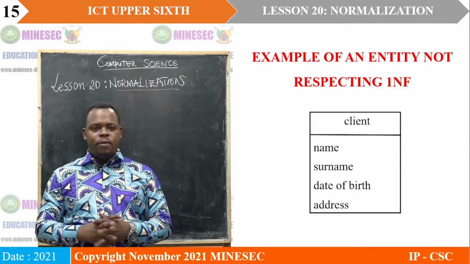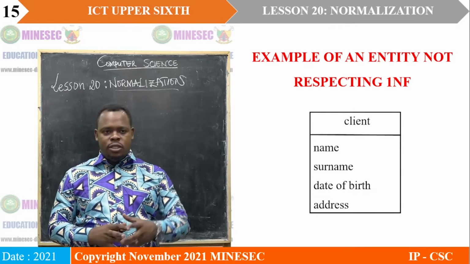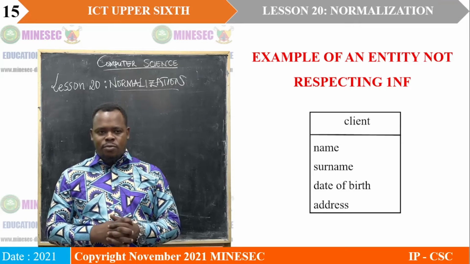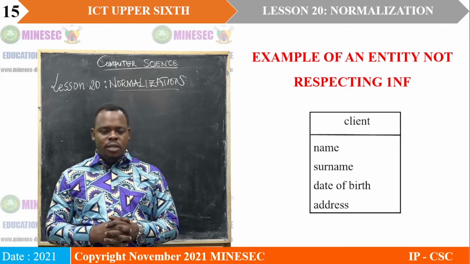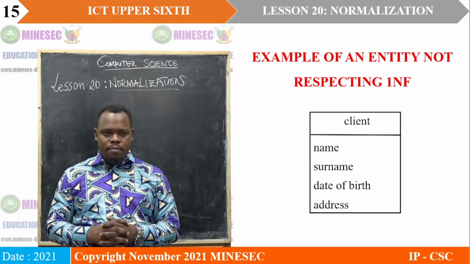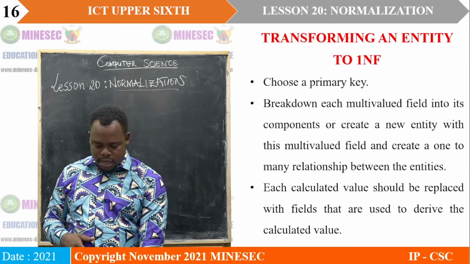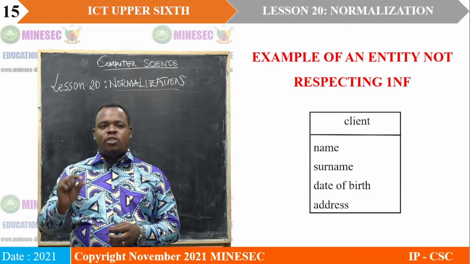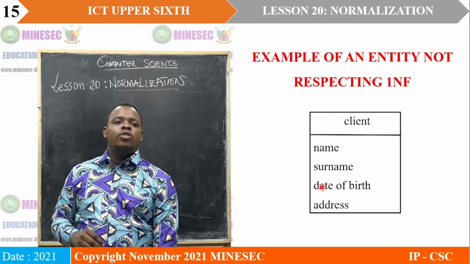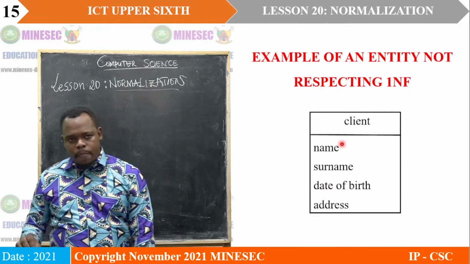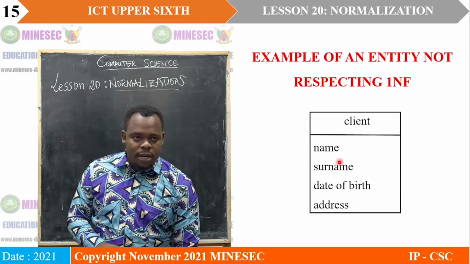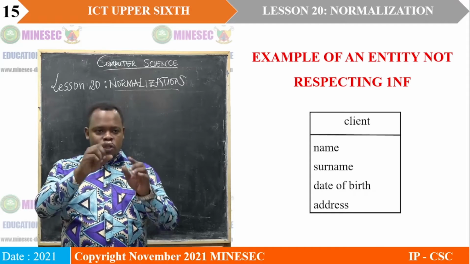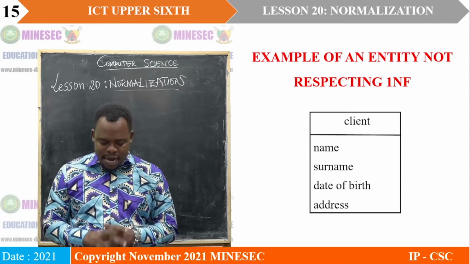So if you look at, for example, this entity relationship, that is this entity diagram, you will see we have an entity called client with different attributes: name, surname, date of birth, and place of birth. You have to take note that each of these fields must have atomic values. It means that the name should contain single names, should not be repeated, and the same for surname, date of birth, and address. It means that you should not have more than one value stored in each of those different attributes.